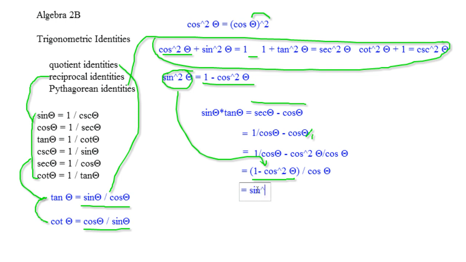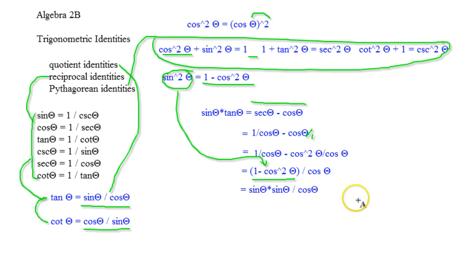Okay, so it's going to be sine squared theta, and it's going to be divided by cosine of theta. Okay, now I'm getting a lot closer than what you might think. All right, I'm going to separate this into two sine of thetas. So that's sine of theta times sine of theta.